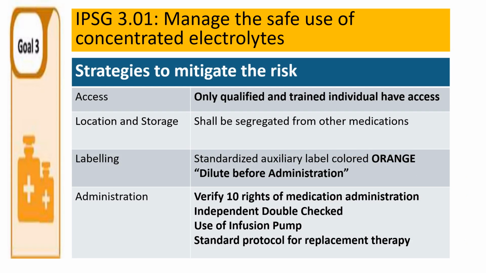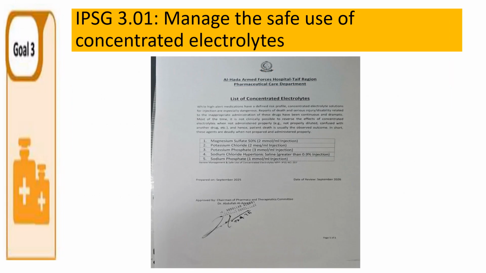Strategies to mitigate the risk: only qualified and trained individuals have access, they shall be segregated from other medications, with a standardized orange auxiliary label, dilute before administration. Verify 10 rights of medication administration, independent double check, use an infusion pump and standard protocol for replacement therapy. Here is the list of concentrated electrolytes made by the pharmacy department, which is updated annually.